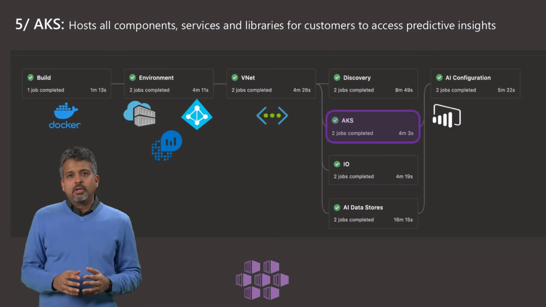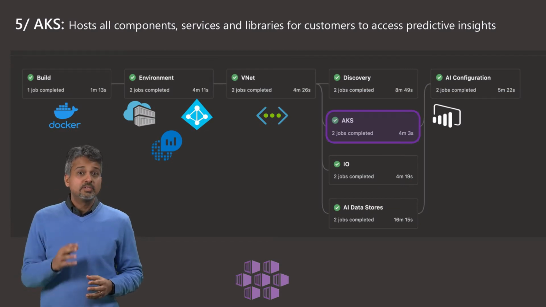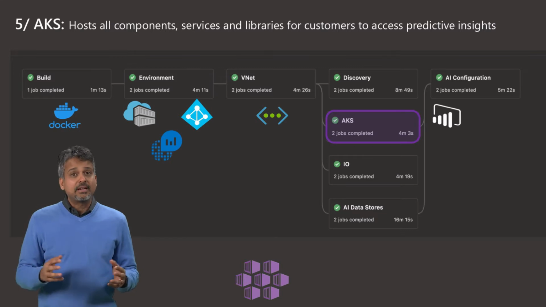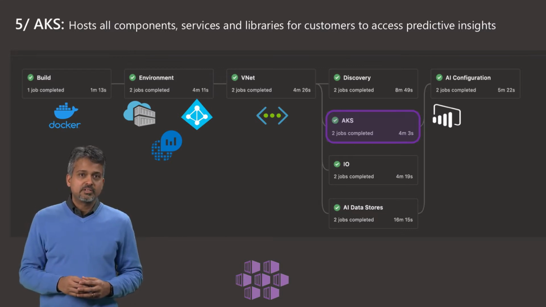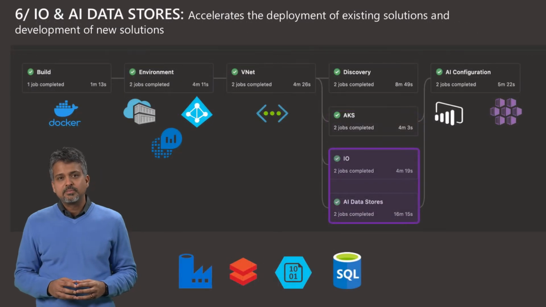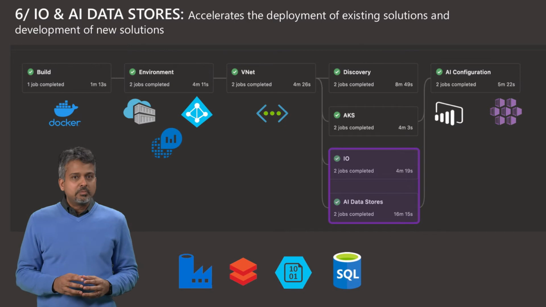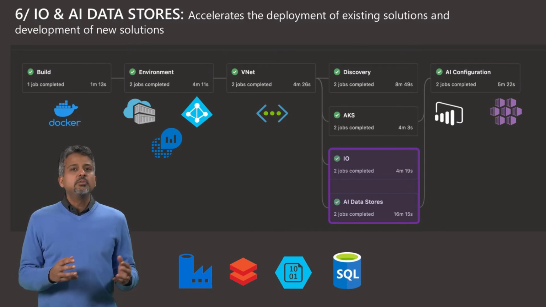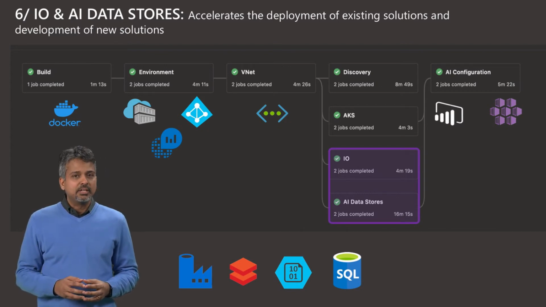We will now deploy the Azure Kubernetes Services that hosts the required components, services, and libraries for the analytics portal, where your teams can access predictive analytics results using role-based permissions. Next, we will deploy the KenSci Runtime Common Libraries used for healthcare machine learning and analytics. These include libraries designed and built specifically for healthcare that allow teams to accelerate their AI journey.